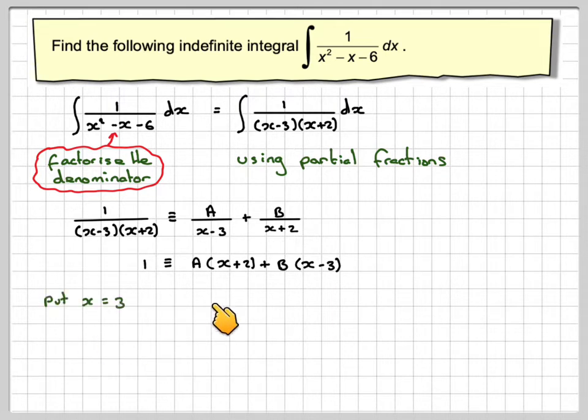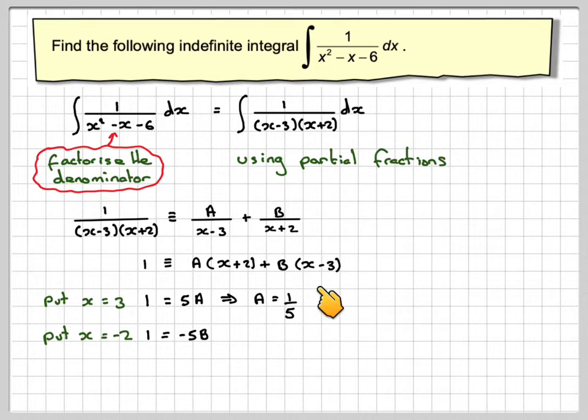Then if we put x equal to 3, that will make that 0. So we're going to get 1 is equal to 5A. Therefore, A will be 1/5. And then if we put x equal to minus 2 here, that means A will be 0. We're going to have 1 is equal to minus 2 minus 3, which is minus 5. So we're going to have 1 is equal to minus 5B, then B will be minus 1/5.